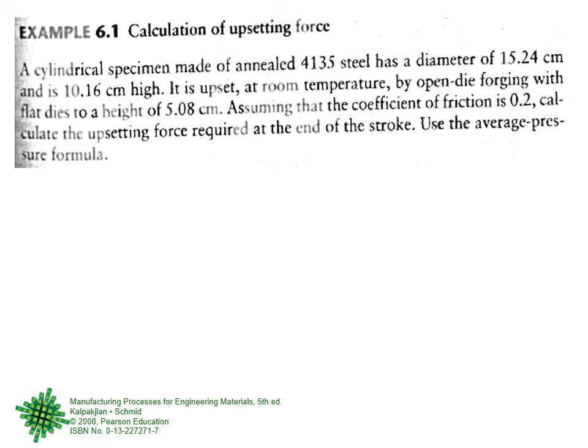So what is the data? The material is given. Annealed 4135 steel material is given. So in some table in the book, values of this material will be given for n, K and so on. Diameter of 15.24, this is the original diameter. Height 10.16, this is the original height, right? So D0, H0, call it whatever, cold working. Final height 5.08, call it H1, call it HF, whatever you like. Mu is 0.2 and they want to find the upsetting force, right? They want to find the upsetting force.